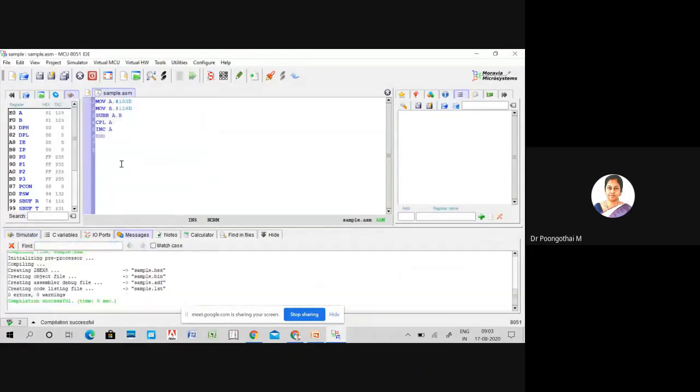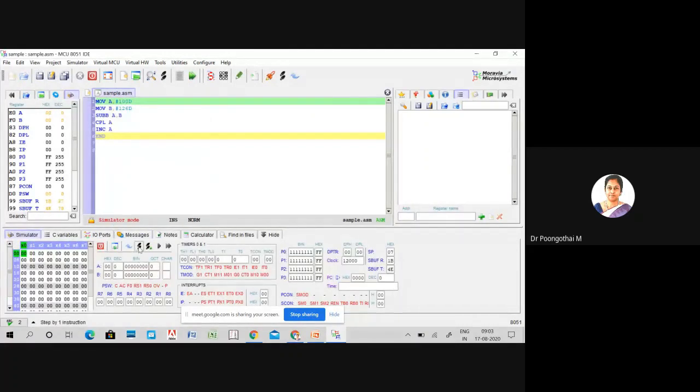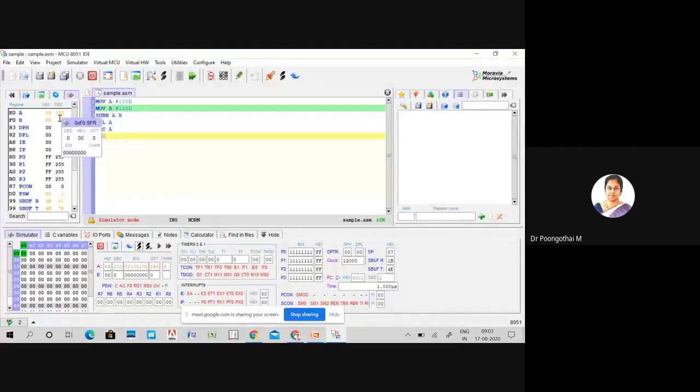So first step, 100 is loaded into accumulator. In terms of hexadecimal, 64. So 64 is loaded into accumulator. Look here in this table, your 100 is loaded into accumulator.